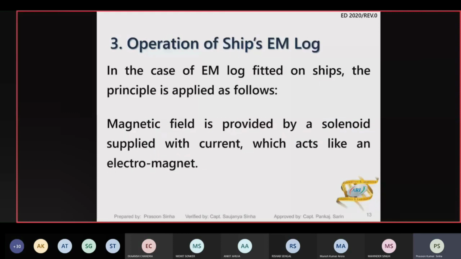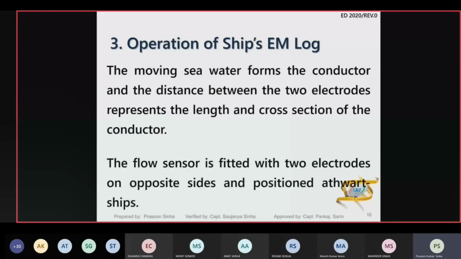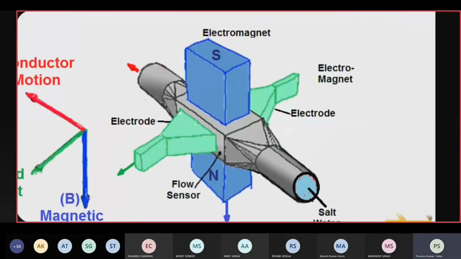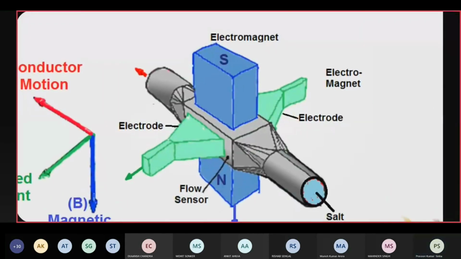Now, how is this principle applied in the case of the ship? How do we design an EM log for finding out the ship speed? We'll go directly to a diagram which will explain the system quite well. So here we have a setup.